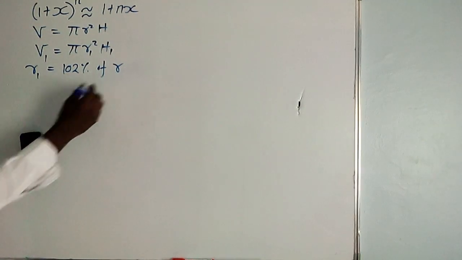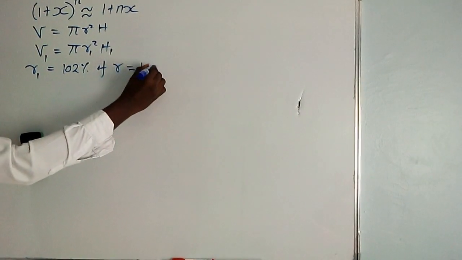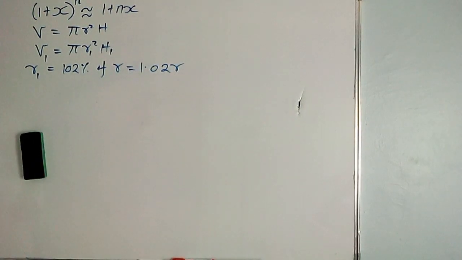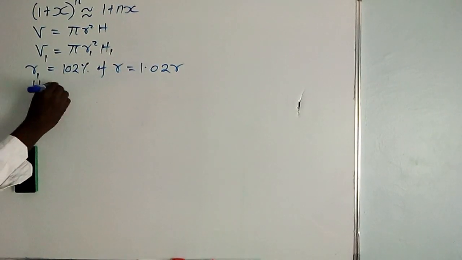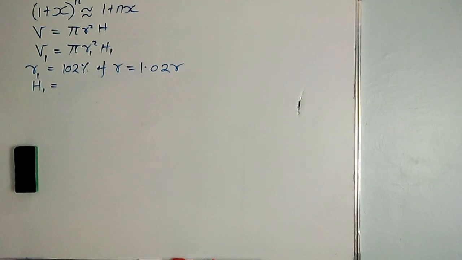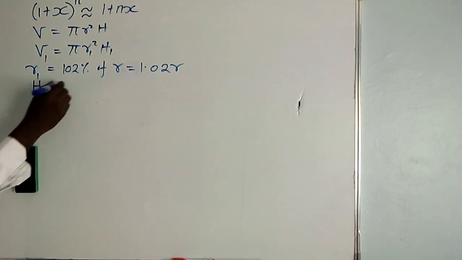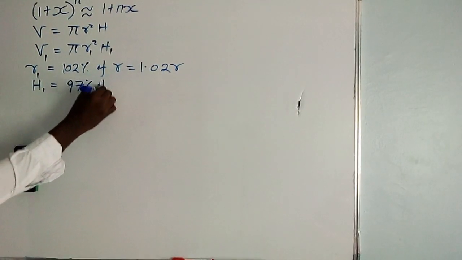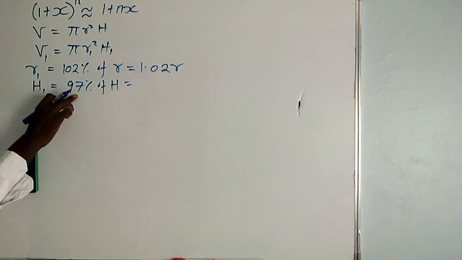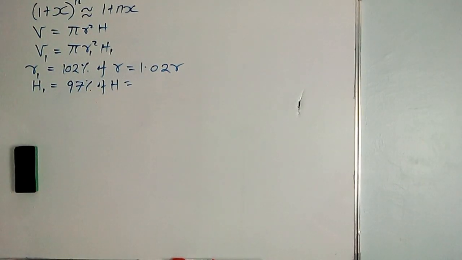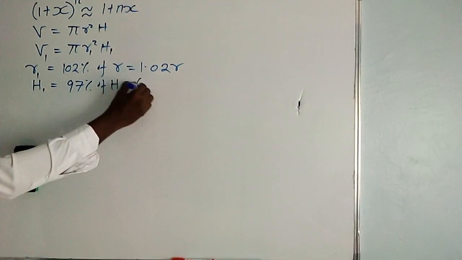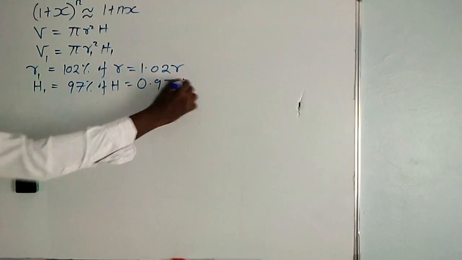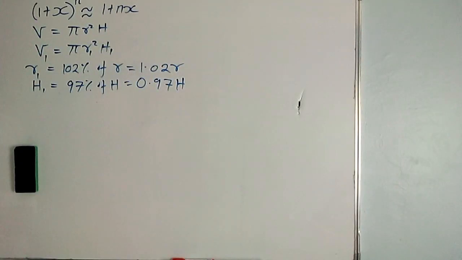So the new radius, 102%, is 1.02 r. Are you together there? 1.02 r. Then you move to the next one. What is the new height? You've been told the height decreases by 3%, meaning the new height is 97% of the old height, isn't it? So the new height is 0.97 h, because 97% is 97 over 100, which is 0.97.